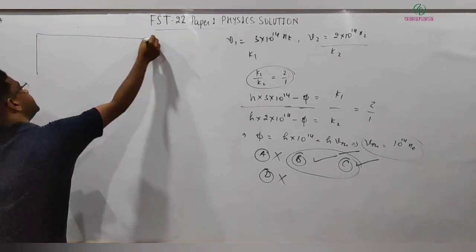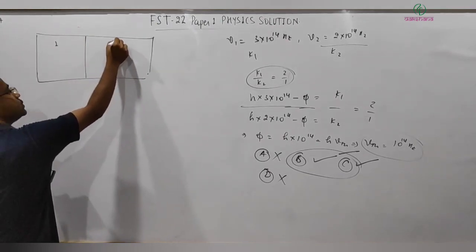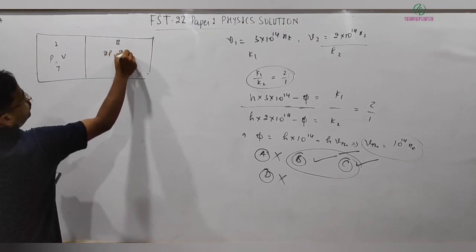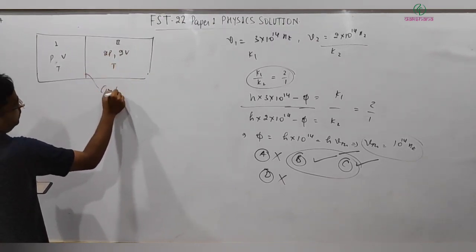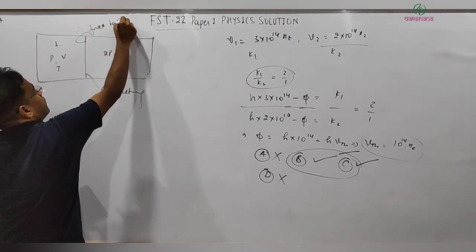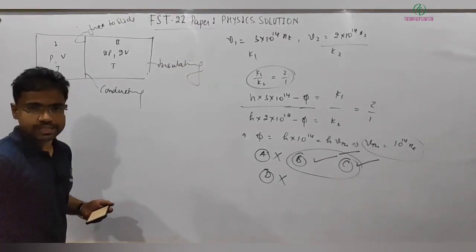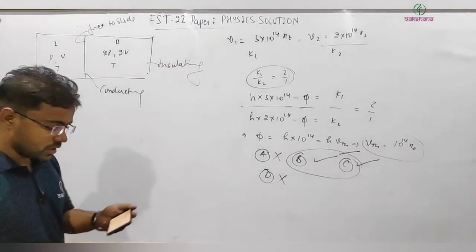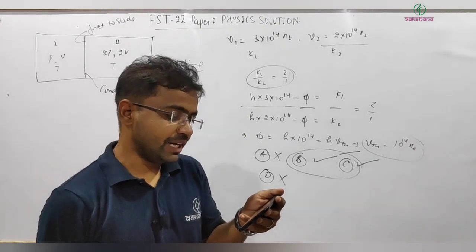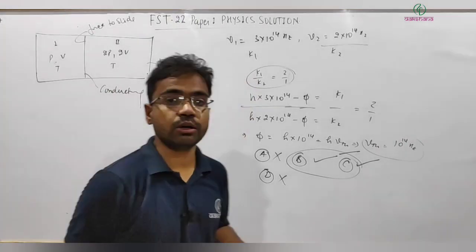So here we have a container with two compartments, 1 and 2, each with pressure, volume and temperature. This is a conducting wall, free to slide, and the remaining walls are insulating, so no energy can go out of the complete system. The partition can move freely without friction. Which of the following statements is correct with reference to the final equilibrium position?